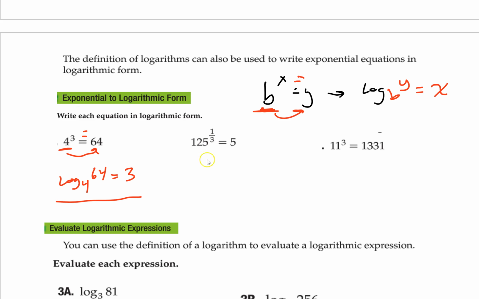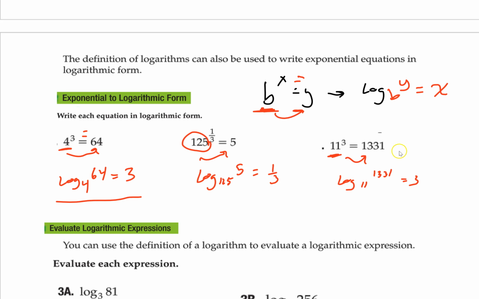Same thing here. Find my base, which is 125. Log base 125 of 5 equals 1/3. And finally one right here. 11 is my base. So log base 11 of 1331 equals 3.